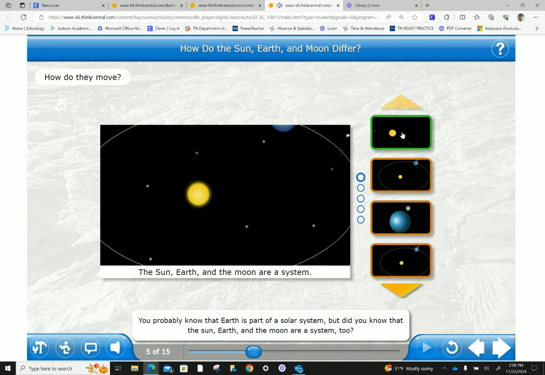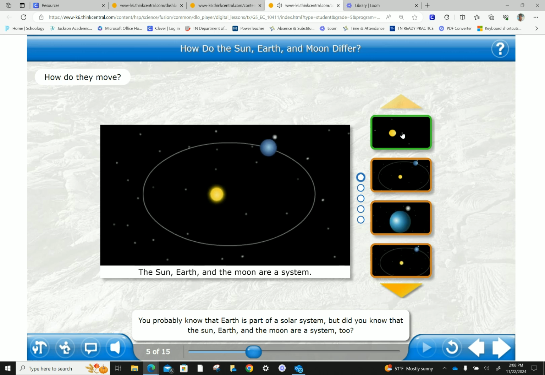You probably know that Earth is part of a solar system. But did you know that the Sun, Earth, and the Moon are a system too? The three bodies move and work together. What holds all the objects in place and helps control their movements? Gravity. Gravity is the force that holds the whole system together.